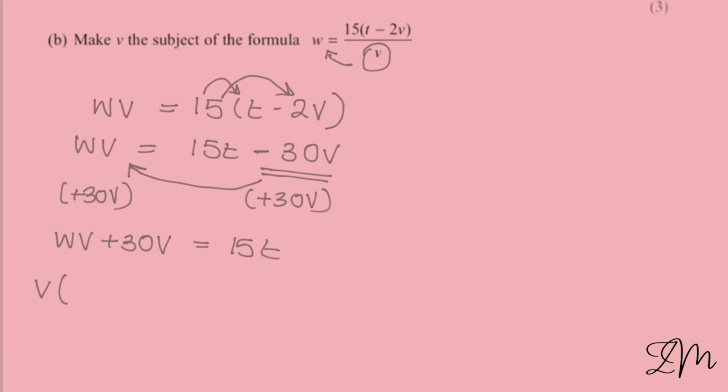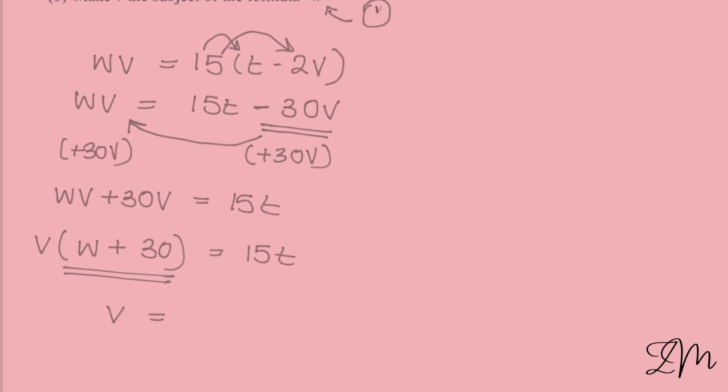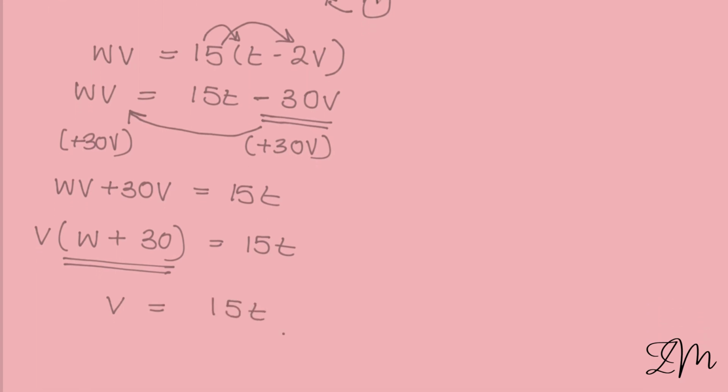We can take v outside a bracket. And then to get v on its own, we need to divide by all of this. So we get v equals 15t over w plus 30.